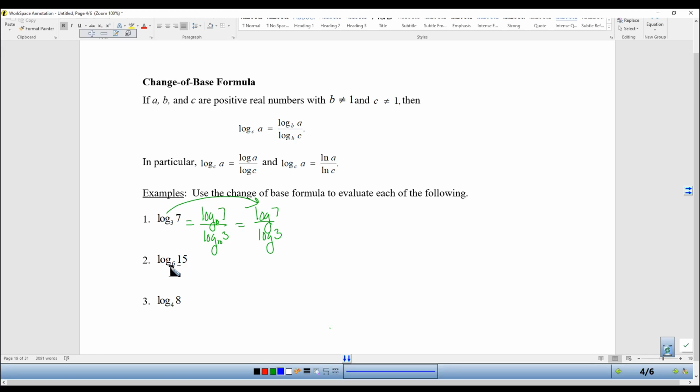If you have log base 6 of 15, I did log last time, so this time I'll do natural log. I can do natural log of 15 over natural log of 6, and I get 1.511. So just to show me that you understand, I'll let you do number 3 on your own, and you can type that into your calculator, make sure you know what you're doing, and I'll be checking for that when I check your notes.